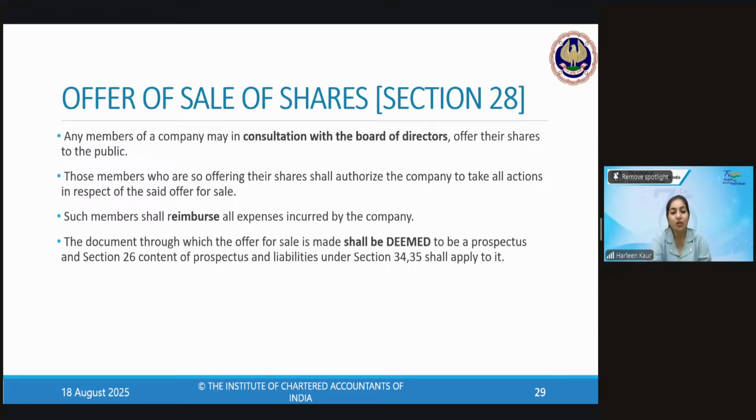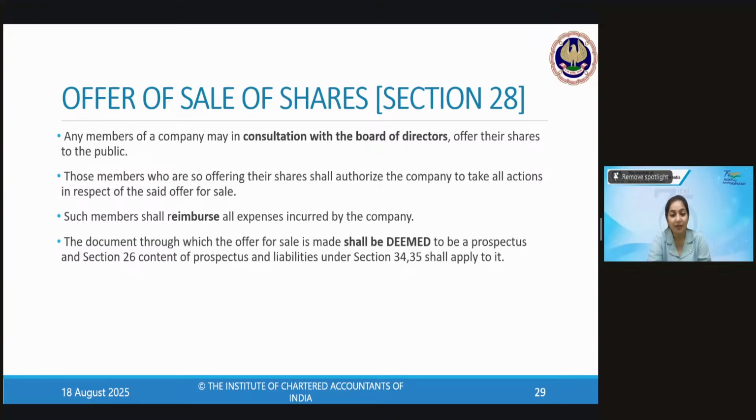Offer for sale of shares, we just had a quick recap of section 28, that the members in consultation with the board of directors. Children, under section 27, we are taking shareholders' approval by passing a special resolution. Very good, everybody is correct. PAS-1 form was the correct form.